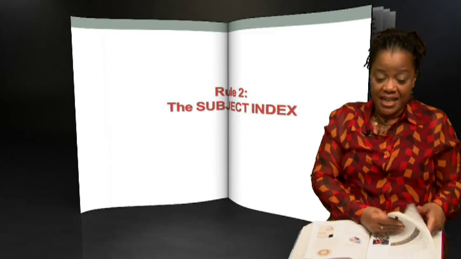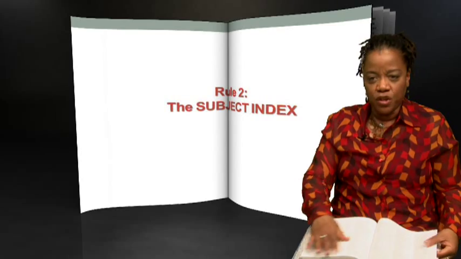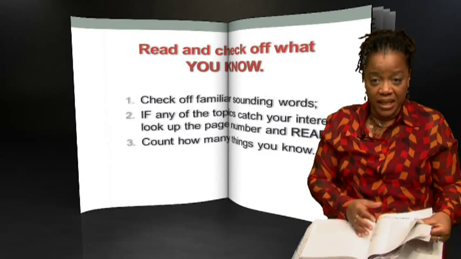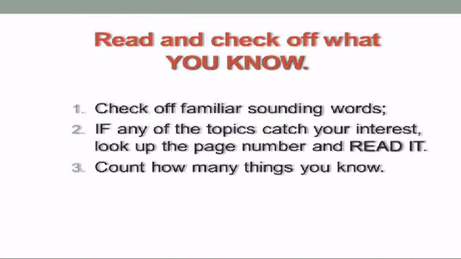It's the subject index. In the back of your textbook is a place where everything you need to know about that textbook is listed. Go to the subject index and not the name index. Get your pen and read and check off what you know. You're going to read from A to Z, checking off familiar sounding words. If any of the topics catch your interest, look up the page number and read. Remember, you're in a commercial. Count how many things you know at the end of this process.